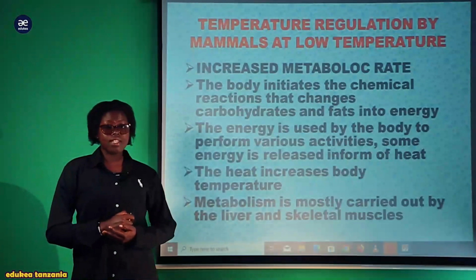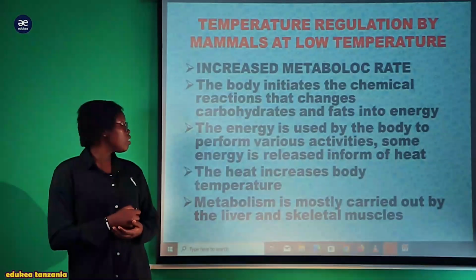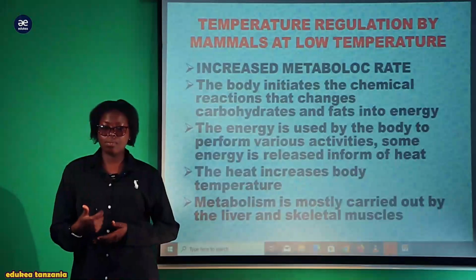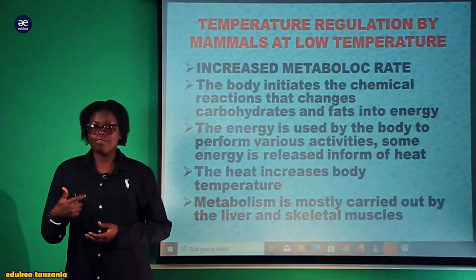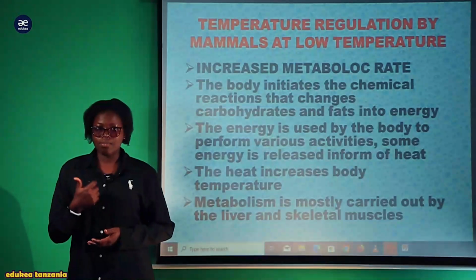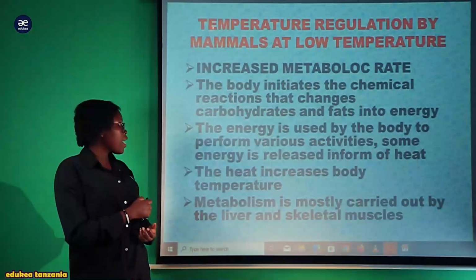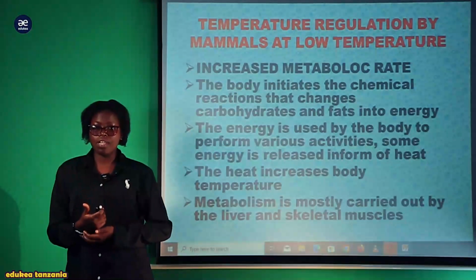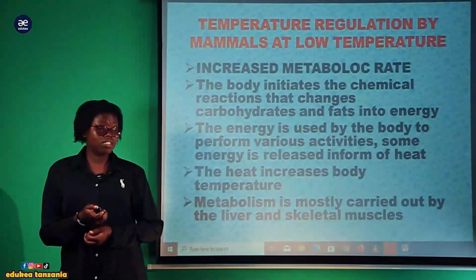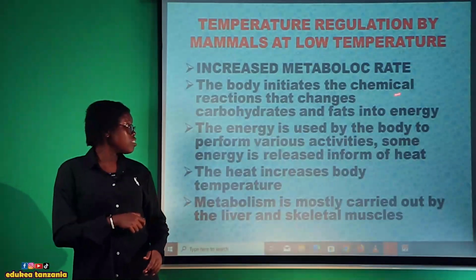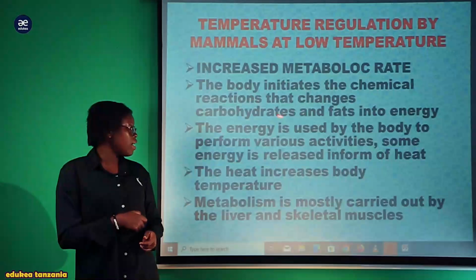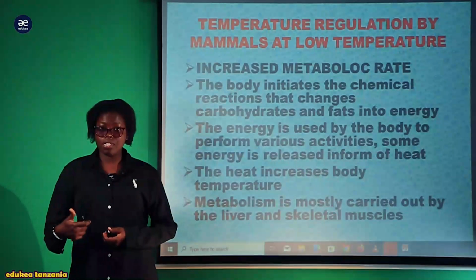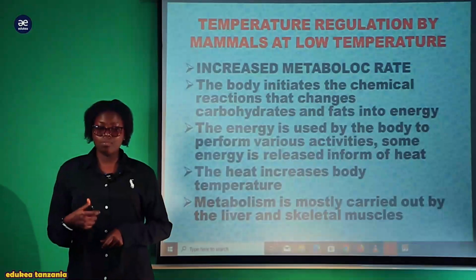So let us now consider the temperature regulation by mammals at low temperature. How do mammals regulate their internal temperature at a constant level when the environmental temperature becomes low? So the first one is by increasing the metabolic rate. How is the metabolic rate increased? The body initiates chemical reactions that change carbohydrates and fat into energy. When the external temperature becomes lower, there is an increase in the metabolic rate.